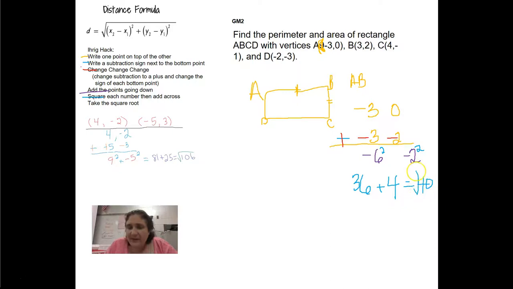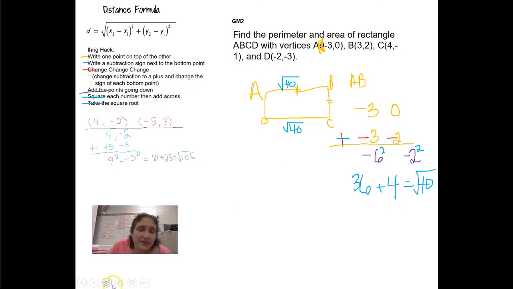And then you always end with the square root sign. That's it. Take the square root. So now we know that this length right here is the square root of 40. And again, because it's a rectangle, we know that this side right here is also the square root of 40.